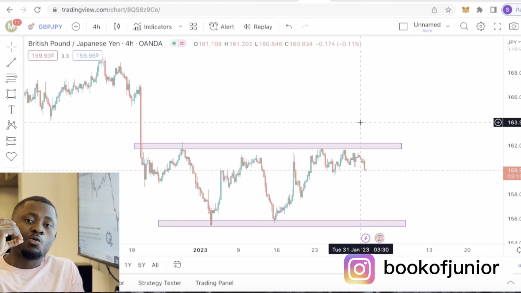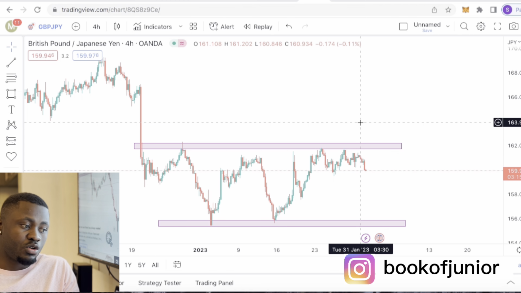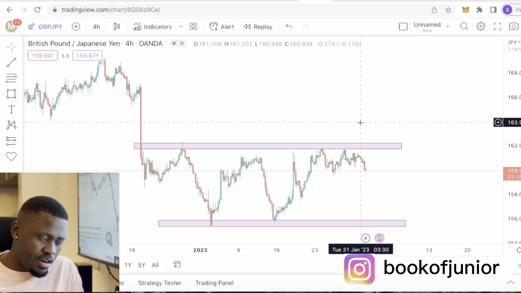Just make sure that whenever you are analyzing, you are looking out for high reward. So don't look for these setups on every market. Where markets don't look like this, leave them. Don't apply your strategy. Don't force your way in. So this is our GBP JPY.